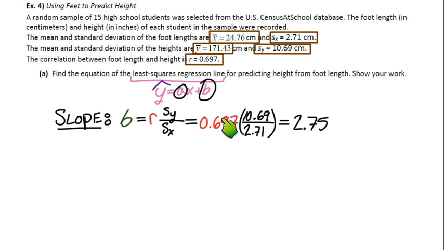Make sure you're showing these calculations for test credit and for AP exam credit. So you will have to just outline what you plugged in. So that's part of your evidence. That's how you show your work. So now we got the slope. We just need the y-intercept.